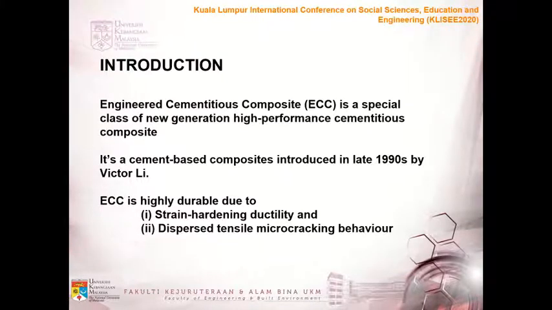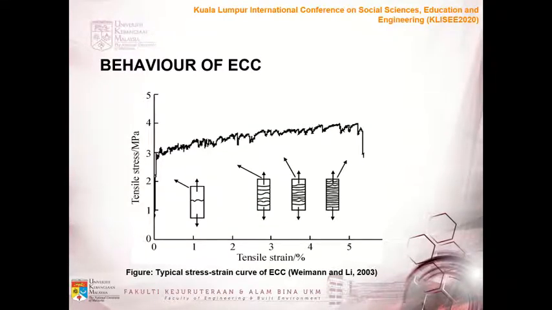Starting with the introduction, engineered cementitious composite is a special class of new generation high performance cementitious composite. It's a cement-based composite introduced in the late 1990s by Victor Li from the University of Michigan. Engineered cementitious composite is highly durable due to strain hardening ductility and dispersed tensile microcracking behavior. We can see the tensile stress strain behavior of engineered cementitious composites reported by Wyman and Lee in 2003.